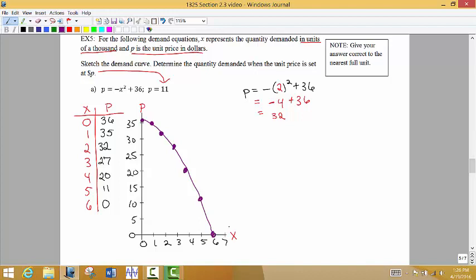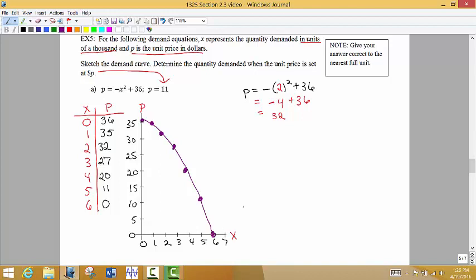And one thing we want to observe here is that we do get a decreasing function. So we're talking about unit price and demand. So the higher the price, the lower the demand. The lower the price, we see the higher the demand.